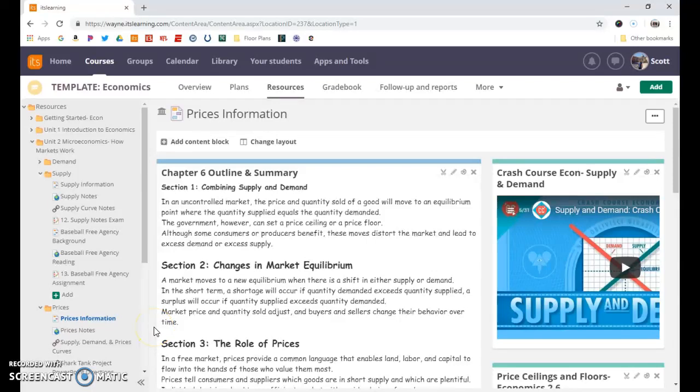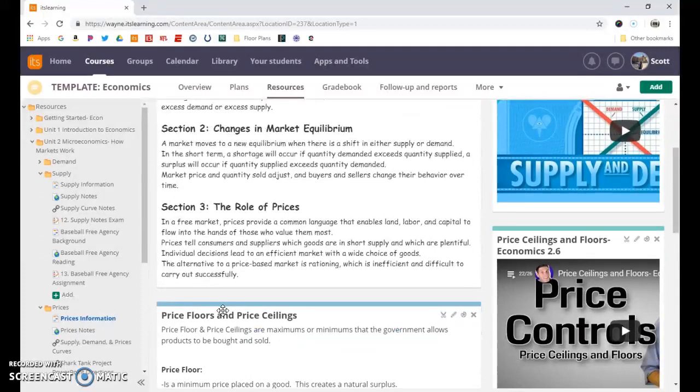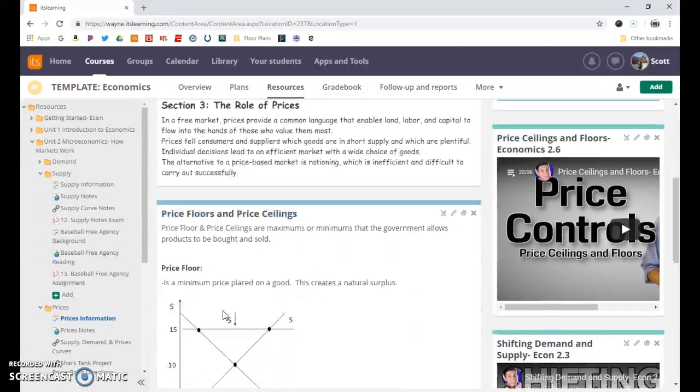We're going to get ready to talk about prices. So what are prices? Prices are basically where supply and demand intersect on the graph. As we continue to look at prices, this is actually going to include a lot of information, so make sure you read over it.